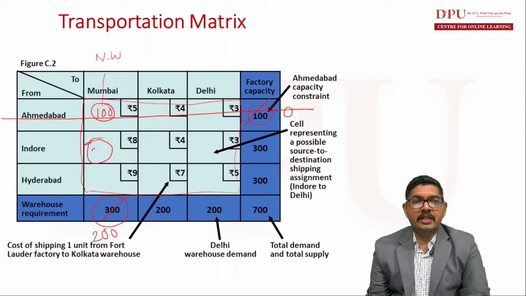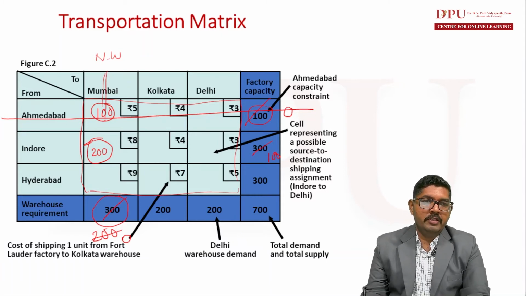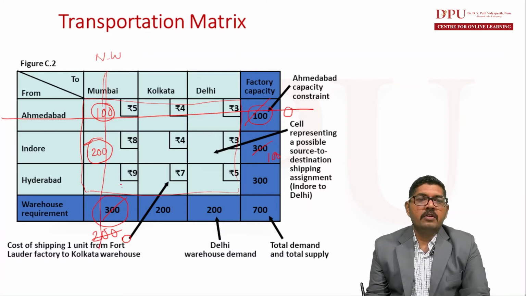200 is the demand and 300 is the supply. So the maximum quantity we can supply is 200, because we cannot exceed the demand. As we allocate 200 units here, the demand at Mumbai will become 0 and the supply of Indore will remain as 300 minus 200, which is 100. As the demand of Mumbai has been fulfilled, we can remove this particular column like this.